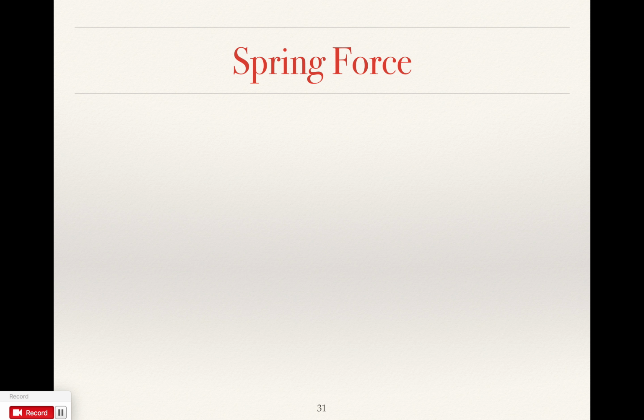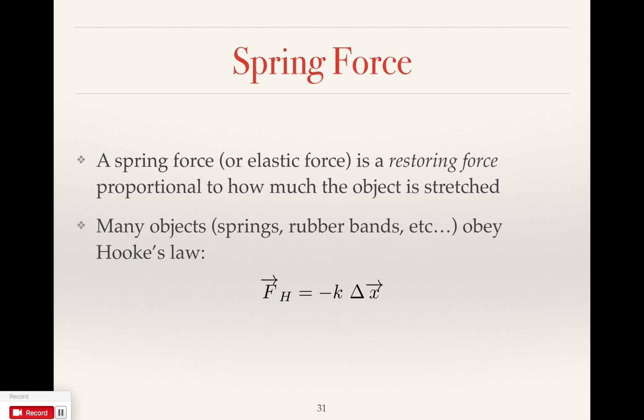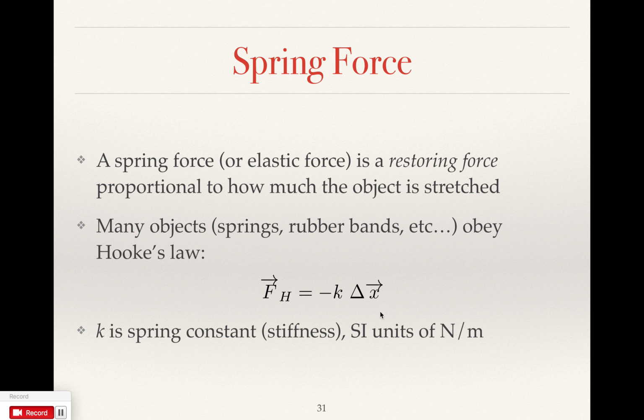So delta x is the amount you've stretched it. Typically we use delta x because your coordinate system may or may not have the origin at the start of your unstretched spring. So delta x here is how much the spring has been stretched or compressed, and the negative sign is the restoring force bit. So if delta x is to the right, then the force is going to be negative, or to the left.